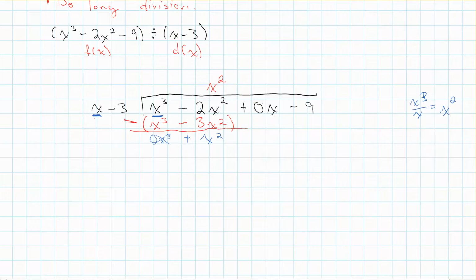Now, just like we did with long division, we bring the next term down. The next term is 0x. And now, let me just go ahead and erase this x cubed here, because that's not part of the answer. I'm hitting the wrong button. Alright, so I have a positive x squared plus 0x now. Now, this is where the long division comes in. I'm going to just keep doing the same thing.